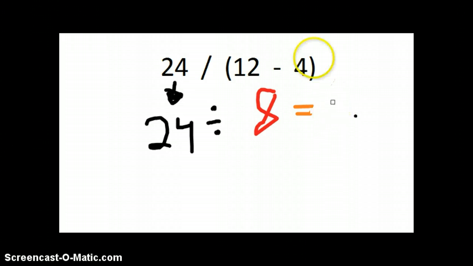Okay, and our answer is... 8 times what would equal 24? 8 times 3 equals 24. So our pretty answer here is 3. Okay, our answer here is 3. So 24 divided by 12 minus 4 is 3. Yay! If you did this all by yourself without me really helping you, you don't need to watch the rest of this video unless you want to see the ending.